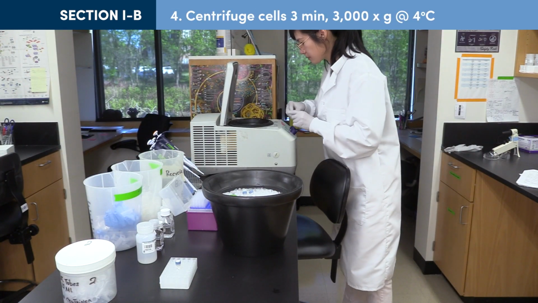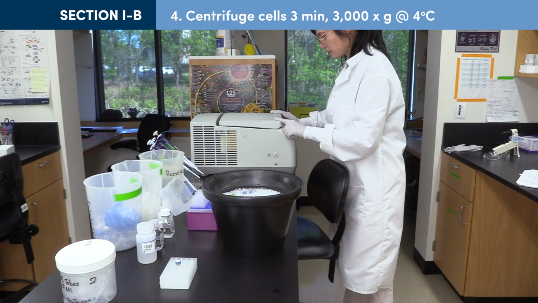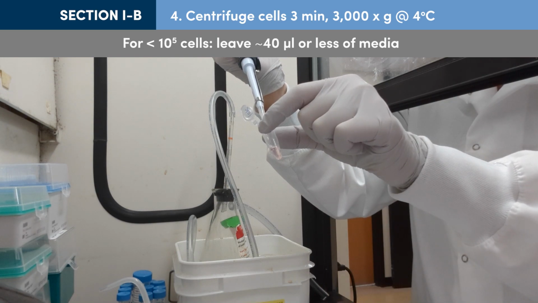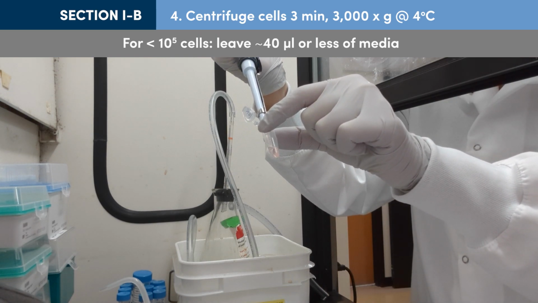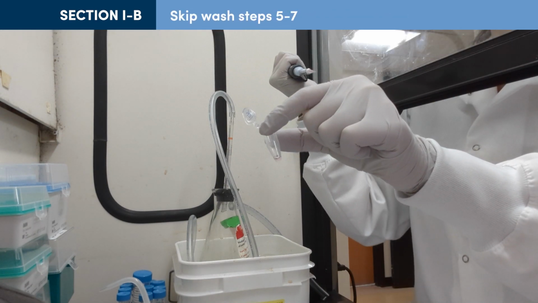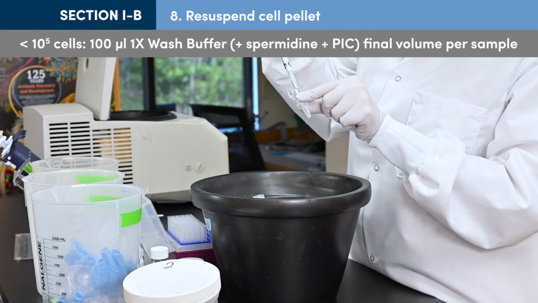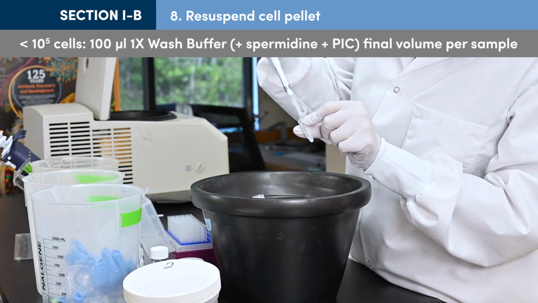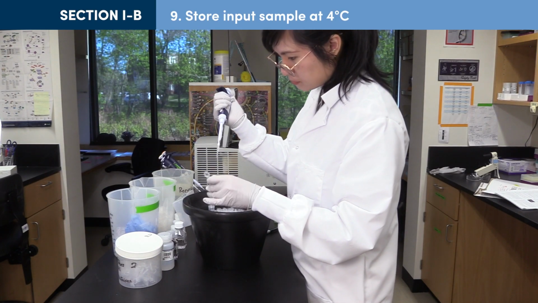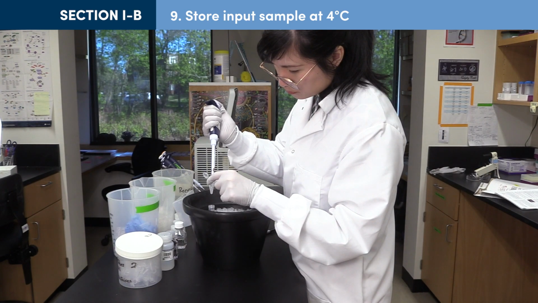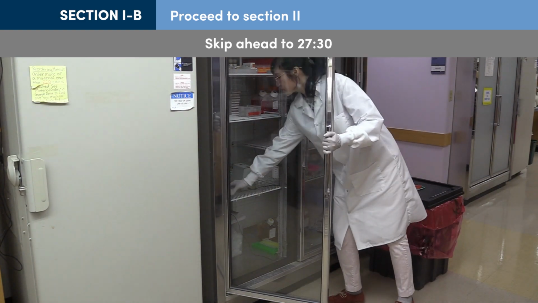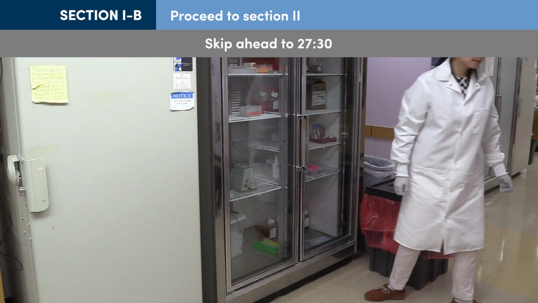Centrifuge the low cell number fixed cell suspension from step 2 for 3 minutes at 3000 Gs and 4 degrees. In the fume hood, remove the supernatant containing fixative, but leave 40 microliters or less of liquid in the tube. Skip wash steps 5 through 7. Add enough 1x wash buffer to the samples from step 4 to bring the final volume to 100 microliters per sample and resuspend. For both high and low cell numbers, reserve 100 microliters as your input sample, transfer to a SafeLock tube, and store at 4 degrees until section 5, and immediately proceed with the rest of your samples to section 2.